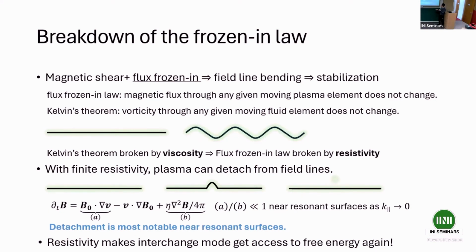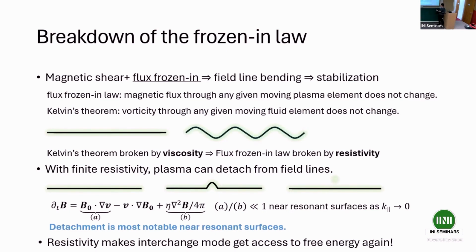If there is a perturbation, the field line will move together with the plasma, which leads to field line bending and stabilization. Just as Kelvin's theorem is broken by viscosity, in plasma physics the flux-freezing law is broken by resistivity. So with finite resistivity, plasma can detach from the field line. Previously, the plasma moved together with the field line, and the field line moved together with the plasma. Suddenly, the plasma detaches from the field line, and the straight field line recovers, so the instability can continue.